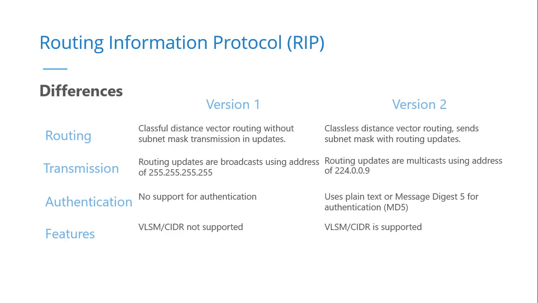In version 1, another difference, because it uses classful distance vector, is that it does not send subnet masks, unlike version 2. When it updates, version 2 also sends subnet masks as part of the information. Next is the mode of transmission. Version 1 uses broadcast. Version 2 uses multicast. We already mentioned the broadcast and multicast difference in our previous discussion.